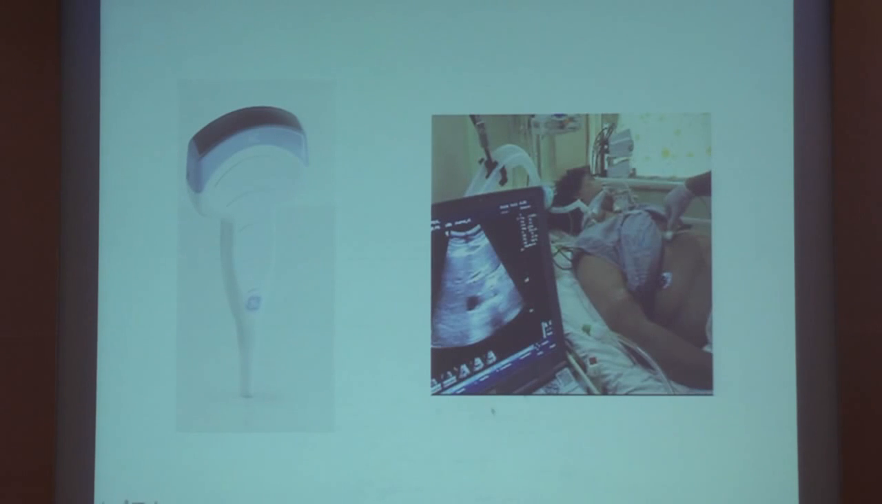So that is a good sign to suggest that your patient may be hypovolemic.